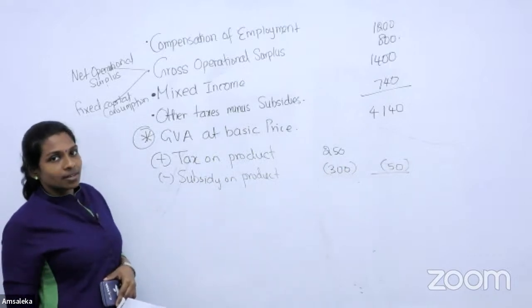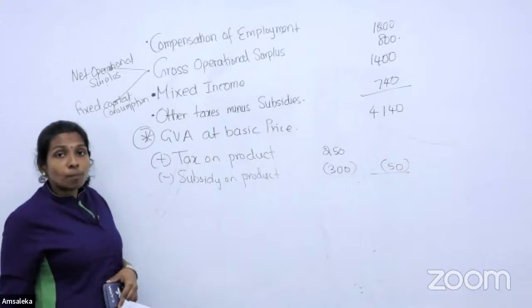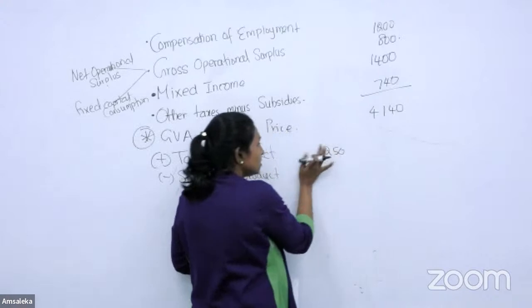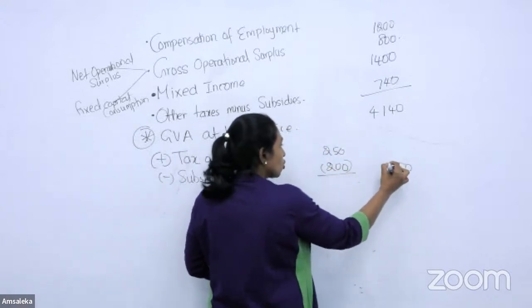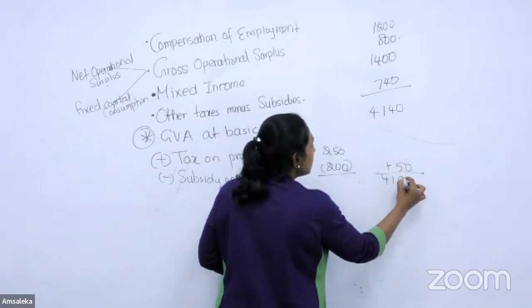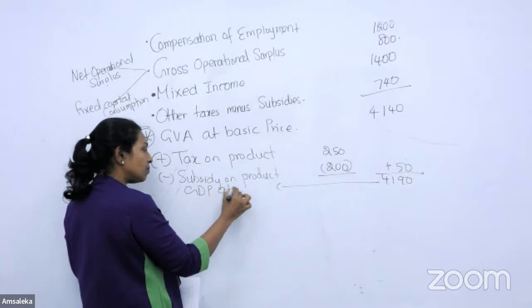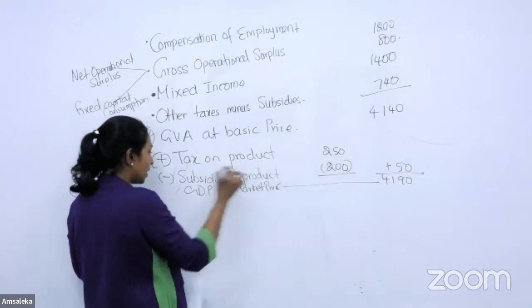Don't forget it. Net can be plus or minus according to your plus and minus answer here. But since here subsidy 200 is given, net answer is 50. So you are going to add 4190. This is your GDP at market price. GDP, so this can be your second requirement.